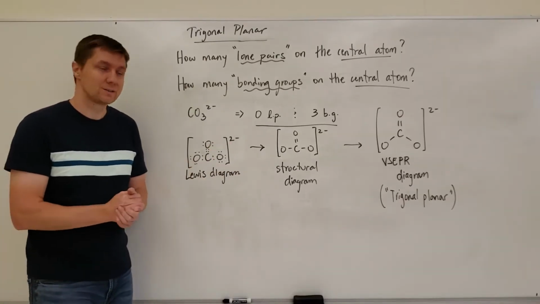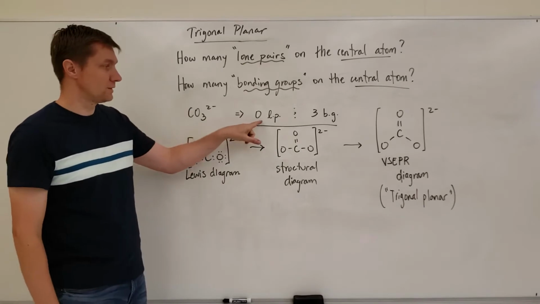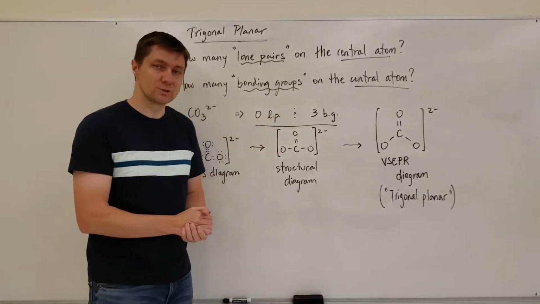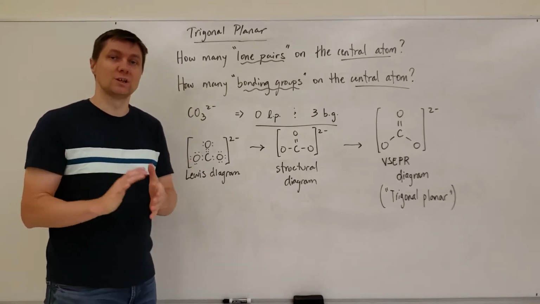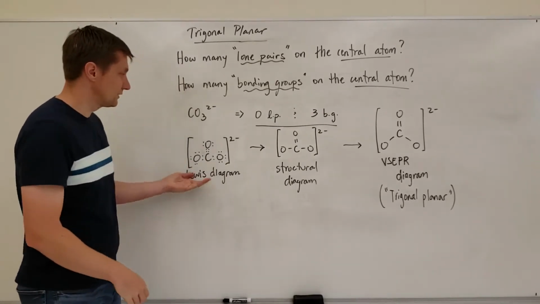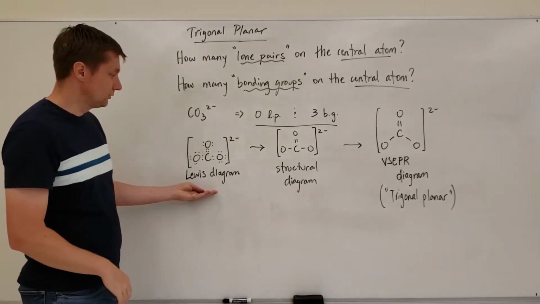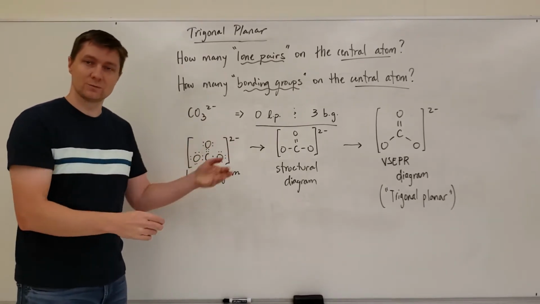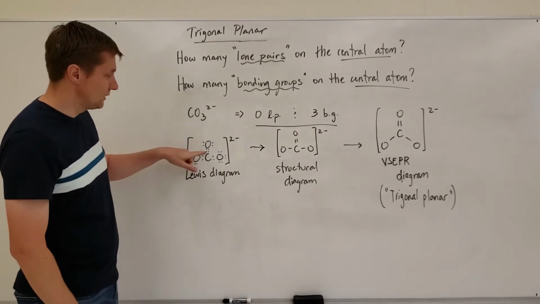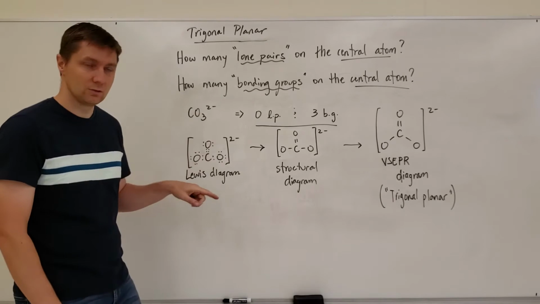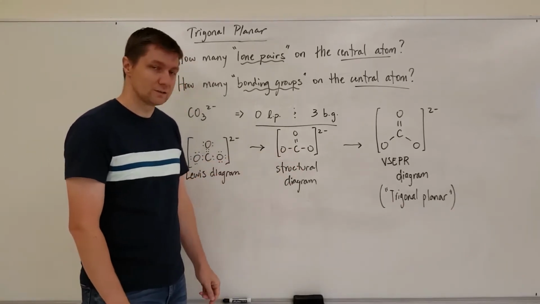Trigonal planar's up next. Here's the configuration for it. The central atom is going to have 0 lone pairs and 3 bonding groups around it, and that's around just the central atom, remember. So here's an example of the carbonate ion, CO3 2-. Here's the Lewis diagram for this. Remember the square brackets with the charge on the outside. You can see that this carbon has a double bond here and then a single bond and a single bond on the other sides of it.